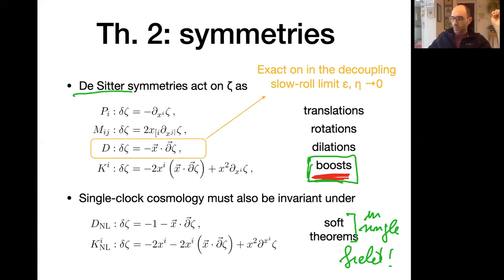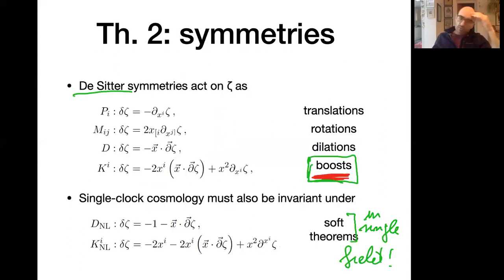Strictly speaking here, I'm going to use dilations as an exact symmetry, or this scale invariance to be exact. And you might ask, well, what happens if it is broken by slow roll corrections? Well, then what I'm going to say will have small slow roll corrections. So my statement will admit small slow roll corrections. Another way of saying this theorem is that if you have small slow roll corrections, then non-Gaussianity has to be small if you use the de Sitter isometries.